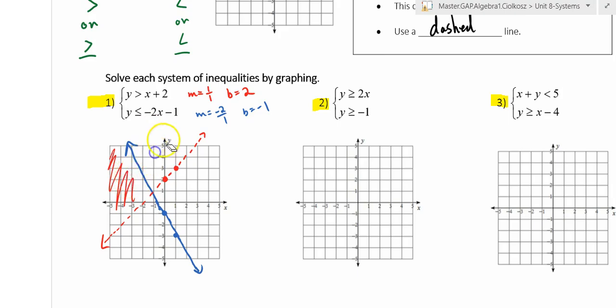So let's take a minute here. I have 1, 2, 3, 4 kind of chunks of the graph. So rather than shade, let's just go ahead and mark them. So I'm in this section here, so I'm going to draw a nice little star. So I'm either here or here, because I'm above that red line. So now I'm in this part.